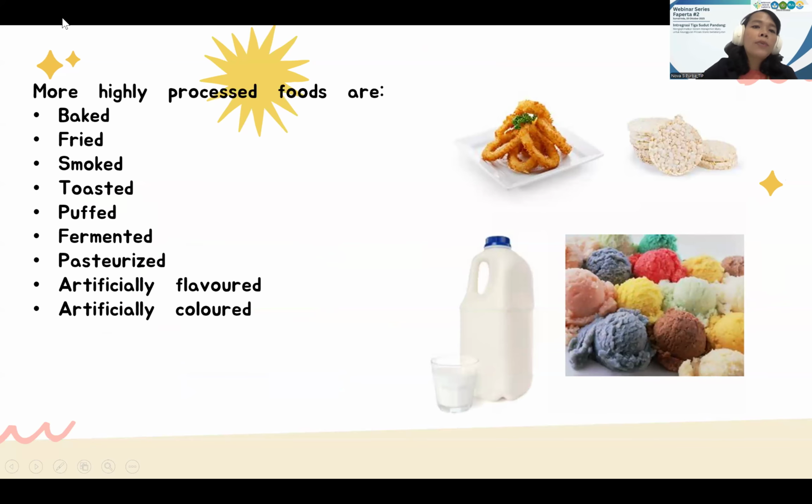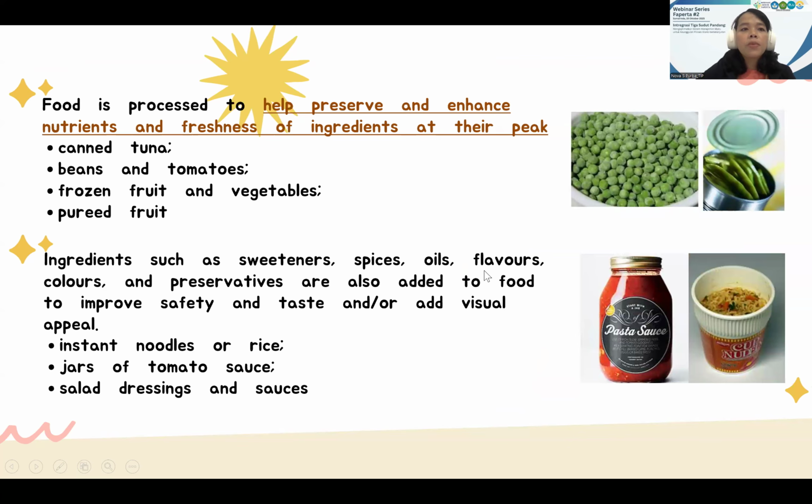More highly processed food in the secondary process includes, for example, baked, fried, smoked, toasted, puffed, fermented, pasteurized, artificially flavored, and also artificially colored food. Food is processed to help preserve and enhance the nutrients and freshness of ingredients at their peak. Examples are canned tuna, beans and tomatoes, frozen fruit and vegetables, and pureed fruits.